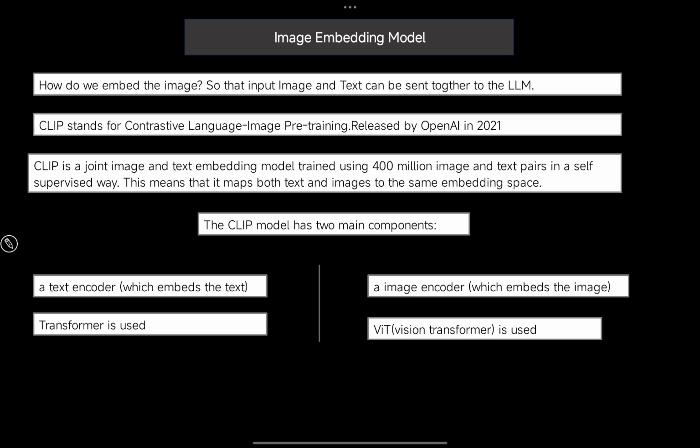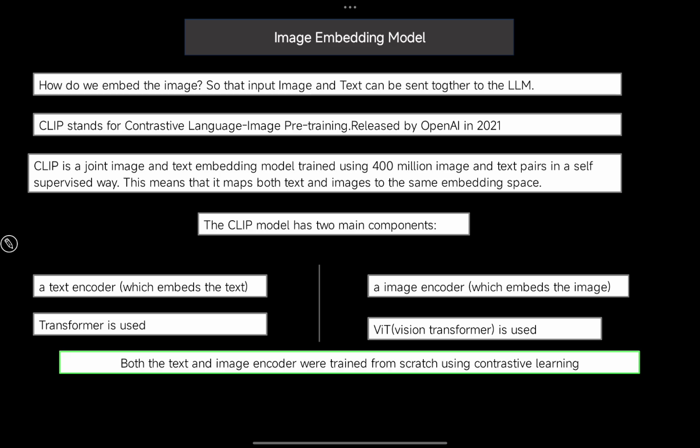So this text encoder is nothing but any of the popular transformer based encoders, and in case of CLIP, the image encoder they use is the vision transformer, right? If you are not aware of what a vision transformer is, I have created a video on how we can build a vision transformer from scratch using PyTorch. I will also provide the link of that video. Both the text and image encoders are trained from scratch using contrastive learning, right? So we will see how this contrastive learning works.